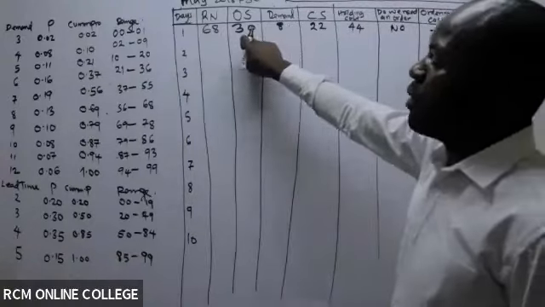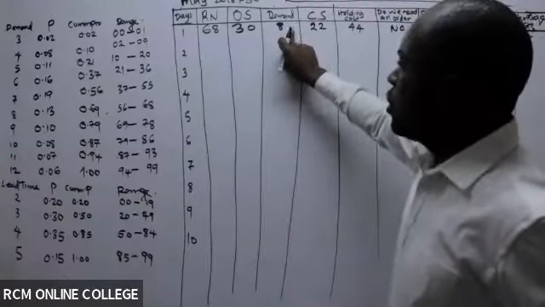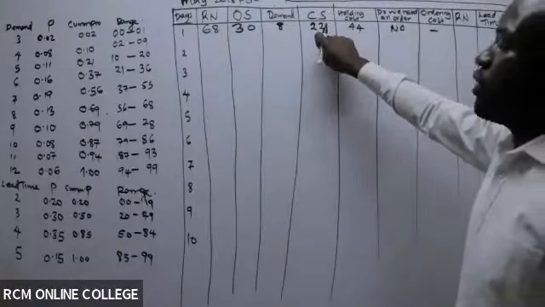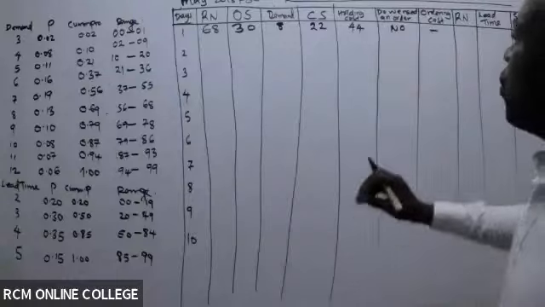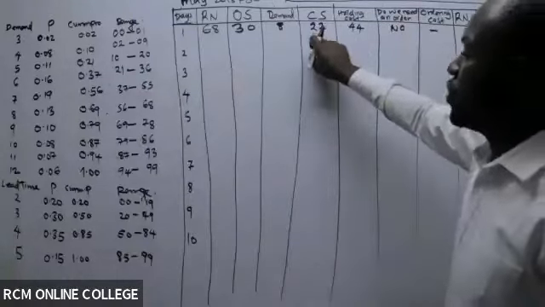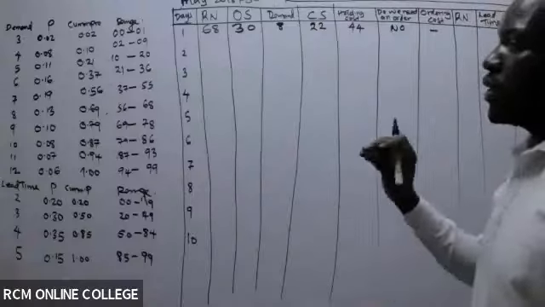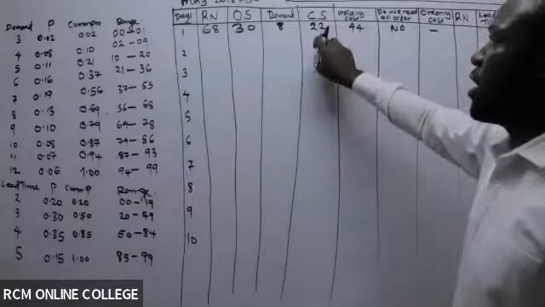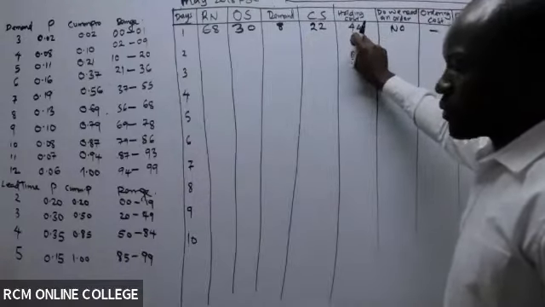Now, if you have opening stock of 30 and the demand is 8, my closing stock will be 22. Once I get closing stock of 22, I'm going to incur holding cost. So holding cost is equal to closing stock multiplied by holding cost per unit. In this question, holding cost per unit was 2 shillings. So 2 shillings by closing stock, which is 22, gives us 44.